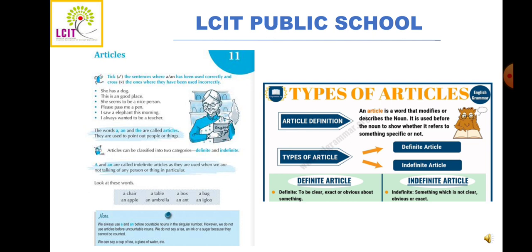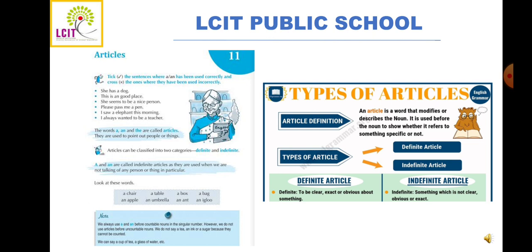According to your book, the words a, an, and the are called articles. So what are articles? A, an, and the are articles. Now, what are its uses? The answer is given here. It is said that they are used to point out people or things. So whenever anyone asks you what articles are, you can give that answer, and when they ask you what the use of an article is, you can tell them they are used to point out people or things.